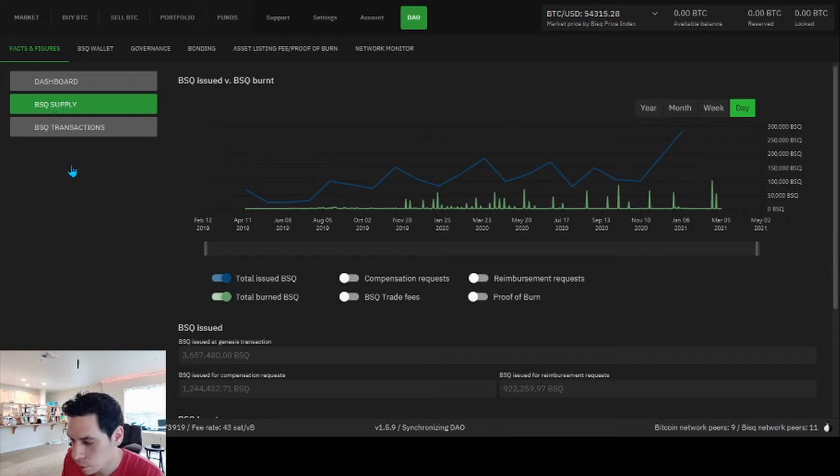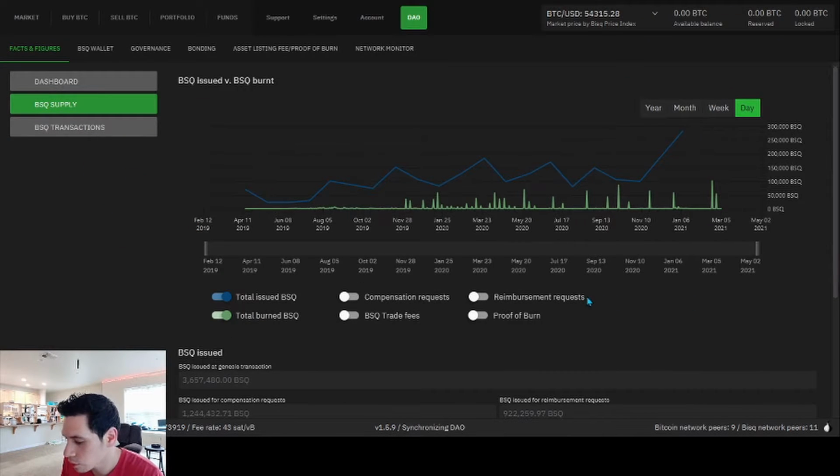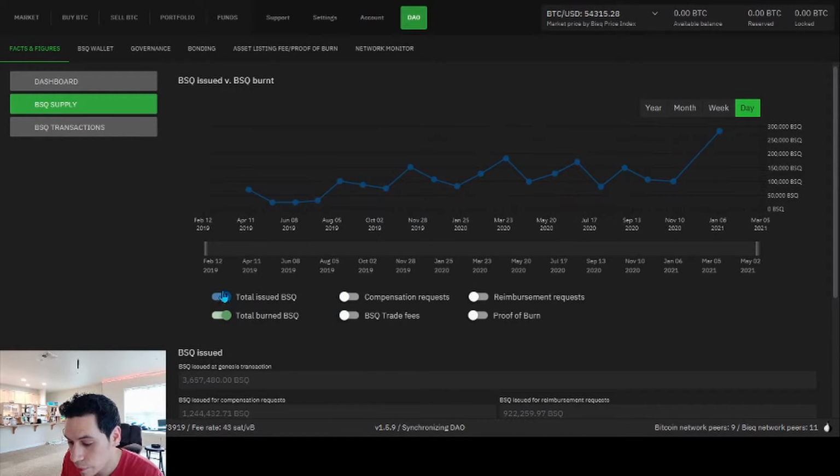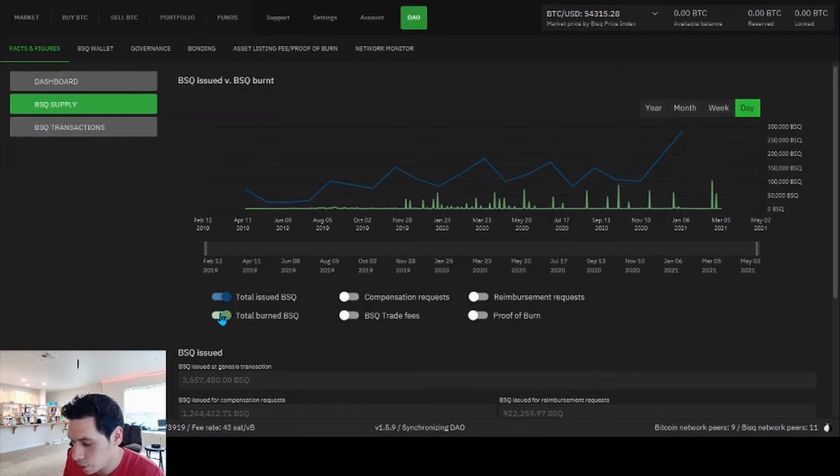Let's check the BSQ supply. Yeah, this is just straight BSQ numbers in terms of BSQ supply. So you have these little toggles down here, so we can see the total amount of issued BSQ. Unfortunately, it's on the rise, which just means that you have to burn more. So that's what the blue line means. And then you can compare it to the total burned BSQ.